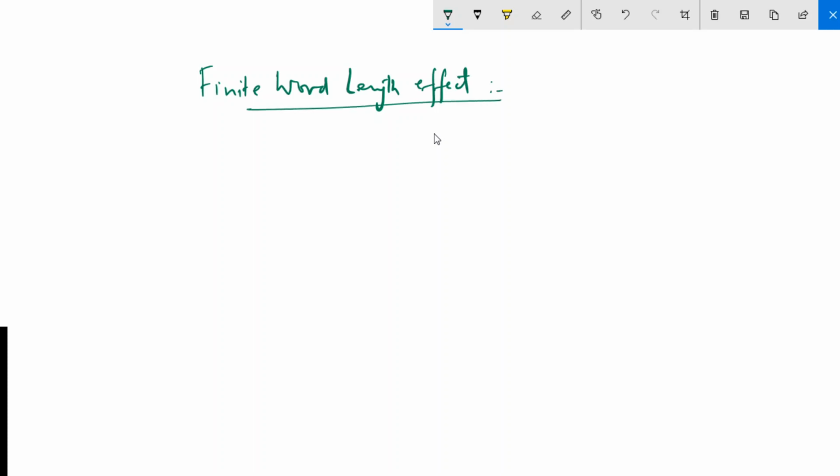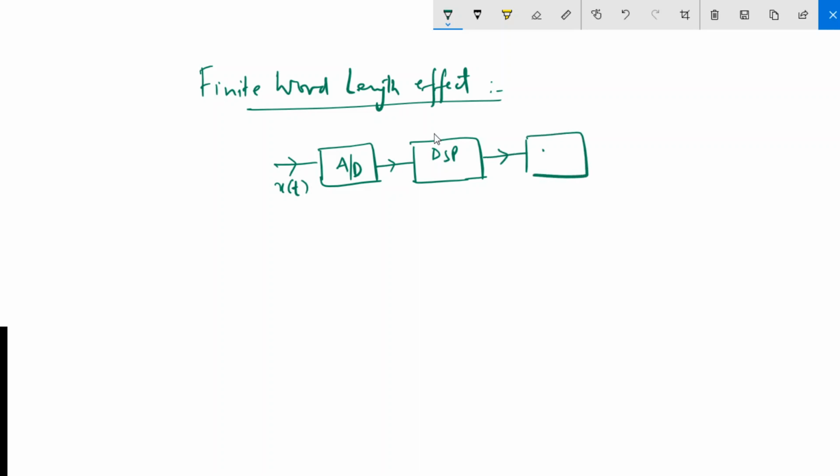What is finite word length effect? See, you have a DSP system, you have an analog signal, you have A to D conversion, then we have a DSP system, which may be in the form of a hardware implementation, or it may be a DSP processor. And then you have a digital to analog converter, you get a processed analog output.